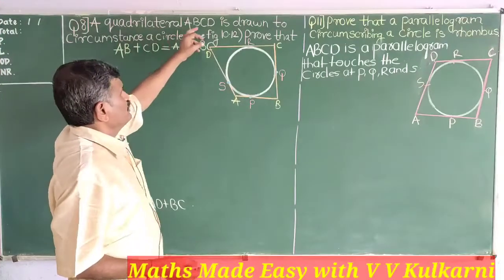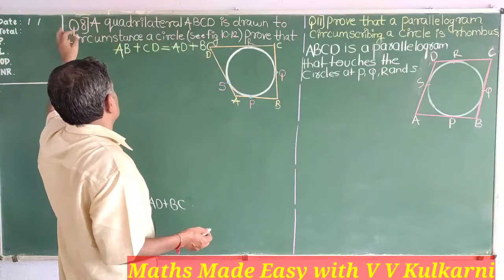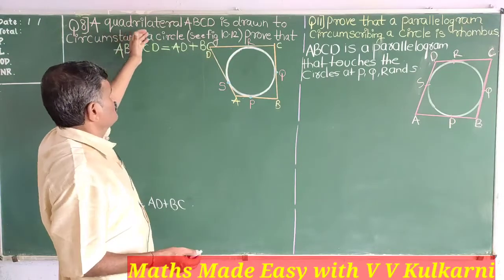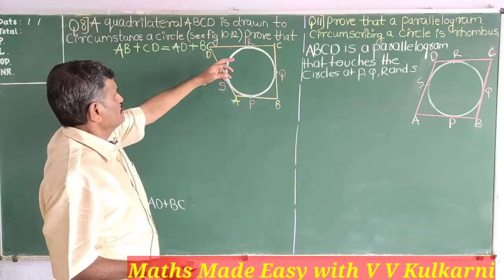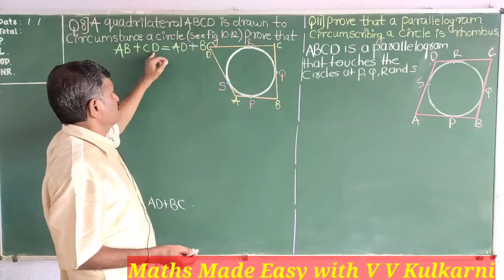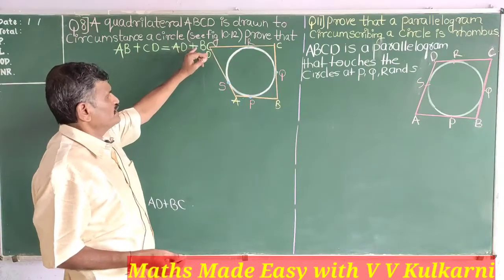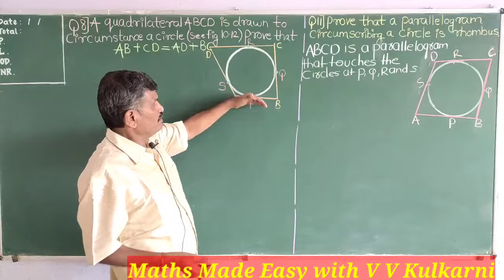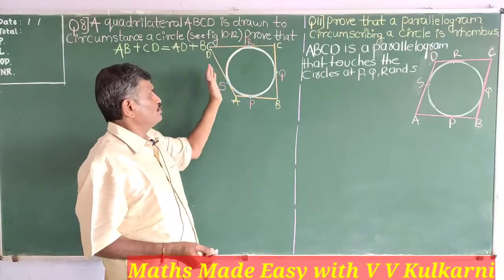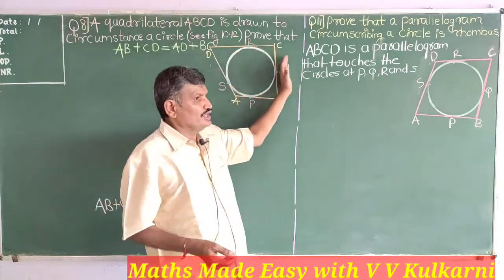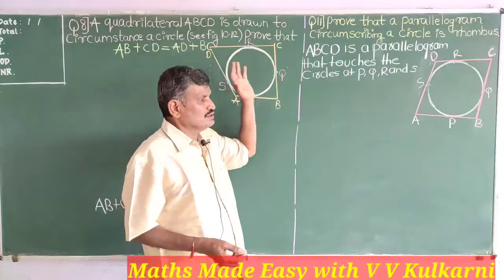A quadrilateral ABCD is drawn to circumscribe a circle, see the figure. We have to prove that AB plus CD is equal to AD plus BC. AB plus CD, I have to prove it is equal to AD plus BC.